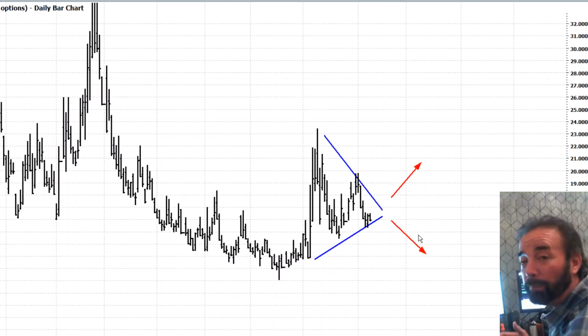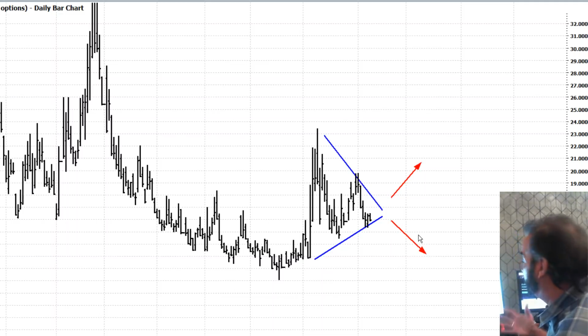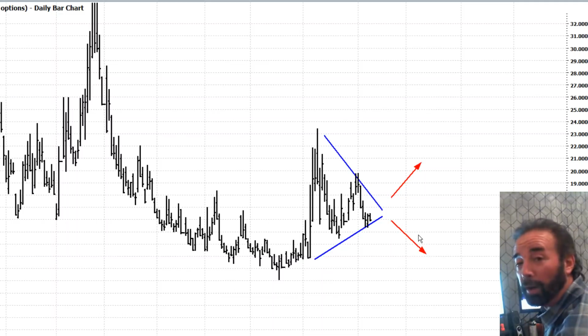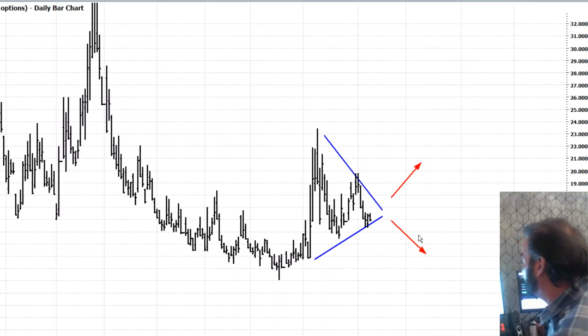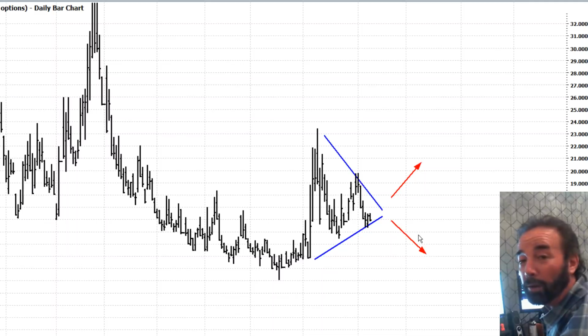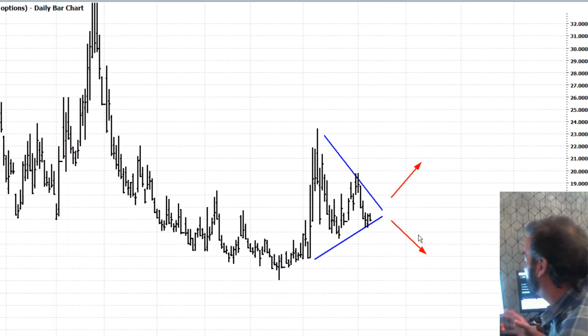Now, could that happen? Yeah, I think it's a little less likely with what we just went through, but certainly when you see a triangle, you don't try to pick a direction, because as soon as you try to pick a direction on the triangle, the market will make a fool out of you and go the other way, I guarantee you. So let the market tell us which way it's going to break. But we can still think about it, as long as we don't trade by what we think. We trade by the charts and what they show.